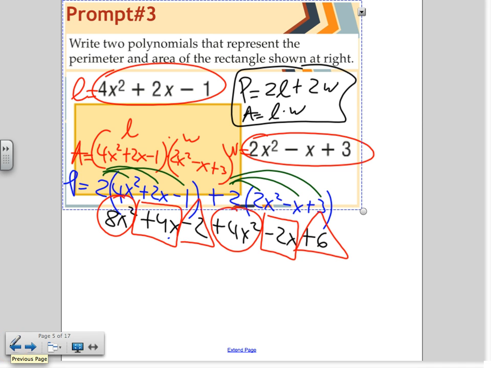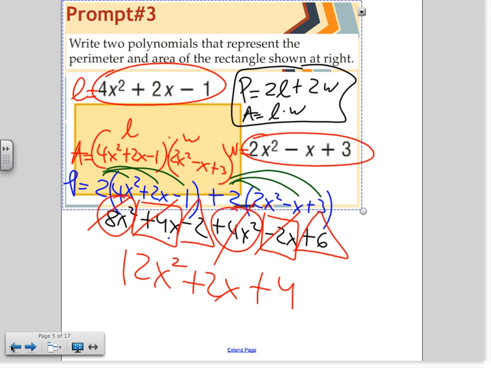8x squared plus 4x squared. What is that? 12x squared. So 12x squared. Next. 4x minus 2x. Okay, plus 2x. Next. Negative 2 plus 6 plus 4. And all of a sudden, we started with 6 terms, narrowed down to just 3 terms, and we call this a trinomial. Very good, we're done. This is the best we can do, and so we just leave it like that.